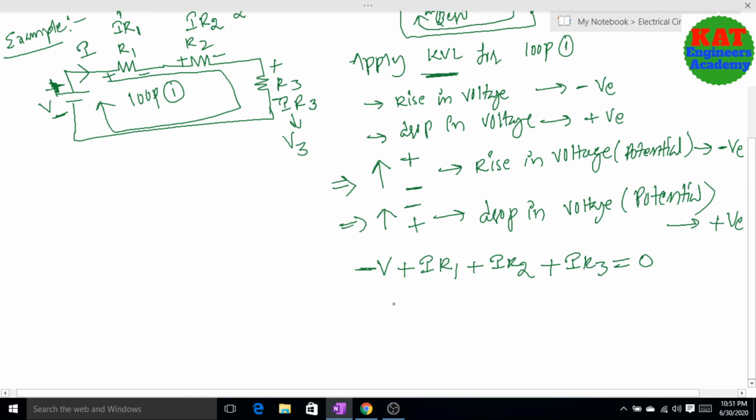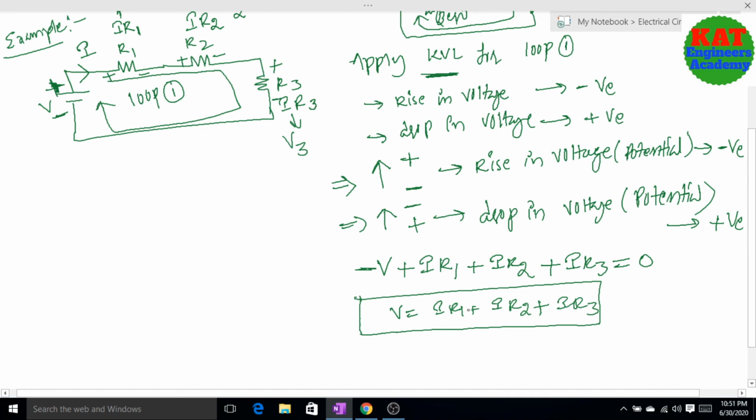Now you can modify this equation: V equal to I into R1 plus I into R2 plus I into R3. Here V is the applied voltage, equal to the sum of voltage drops in a loop of the given circuit. So always applied voltage equals the drop. Otherwise you can write the equation as the algebraic sum of voltages in a closed loop is 0.